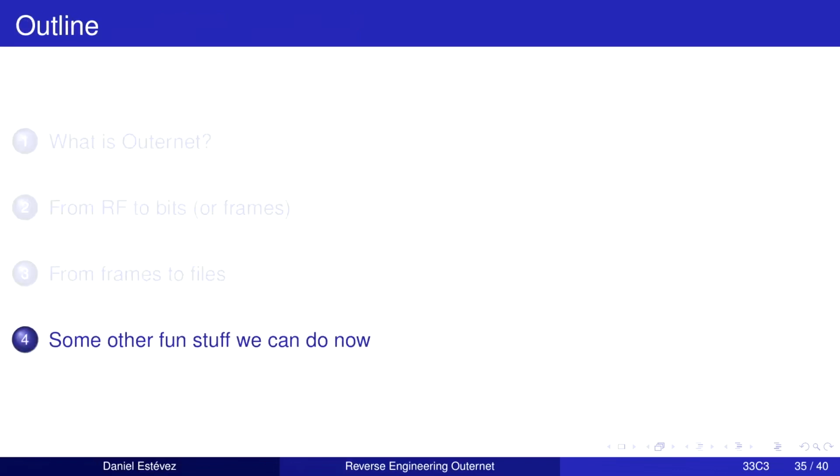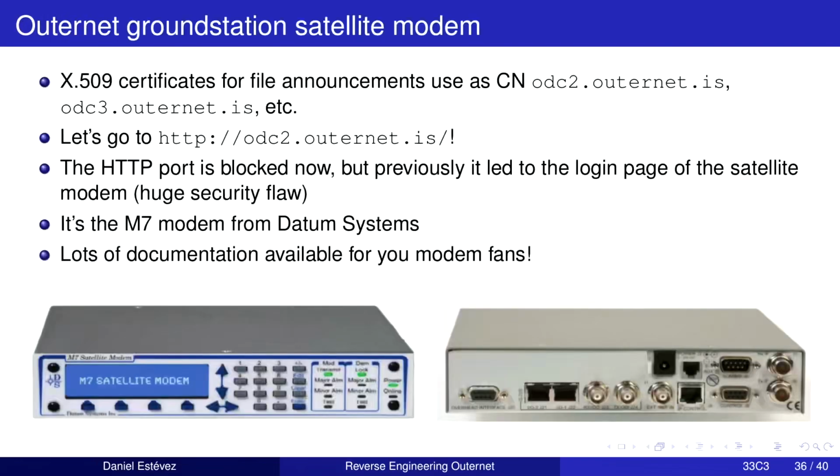So some miscellaneous fun stuff. Well, the satellite modem. The X509 certificates use as CN these addresses: odc2.outernet.is for USA, ODC3 is for Europe. So what's in there? You can ping that machine, it pings. You can go by HTTP, why not? And now the HTTP port is blocked, so they've noticed.